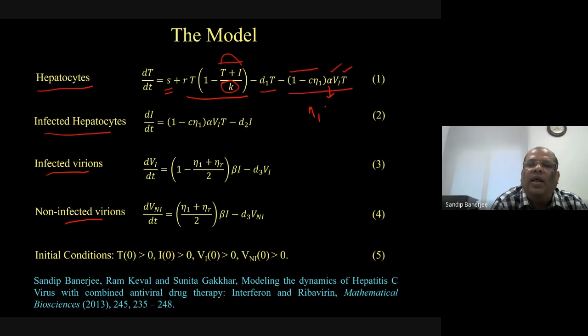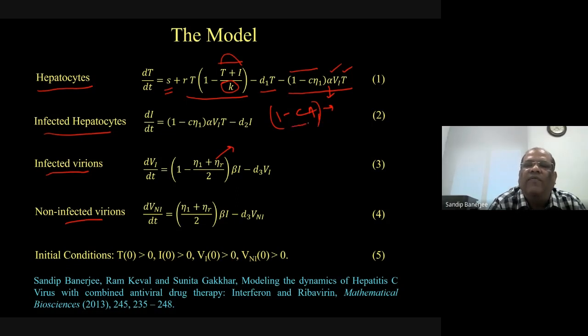Now, what are these terms? When you take any drug, it has its efficacy, the successful way it works, and we can measure that. So eta_I is the efficacy of the drug interferon, and eta_R is the efficacy of ribavirin. When you take the drug, not 100% of the drug is working, only a fraction is working, so you multiply it by C. And when I subtract it from 1, this gives the non-efficacy of the drug.